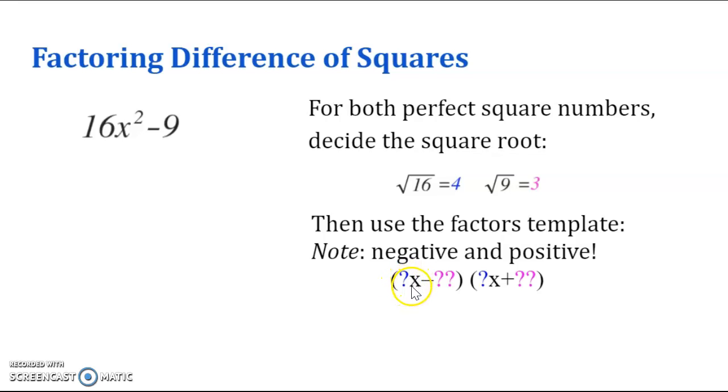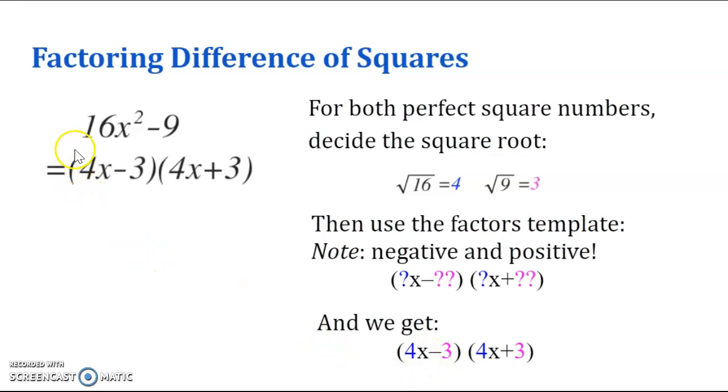So it's something x and something x. And then therefore you get the 4 to replace the first question mark and 3 to replace the second question mark. So 4x here, and then minus 3 and plus 3. One's going to be positive, one's going to be negative. So therefore this factors to 4x minus 3, 4x plus 3.